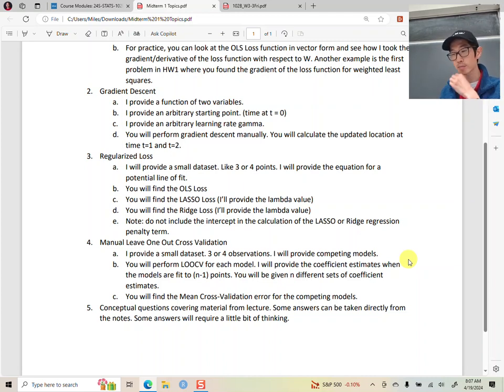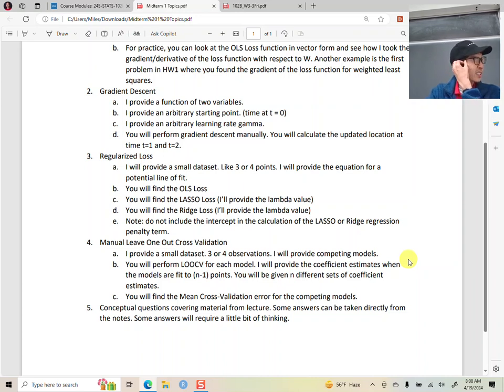And you'll find the OLS loss. So you'll take the difference between the actual values and their predicted values, square them, sum them, or take the mean of them, and then you'll calculate lasso loss, and you'll calculate ridge loss. All right, and again a friendly reminder: don't include the intercept term when you calculate the lasso or ridge regression penalty terms.